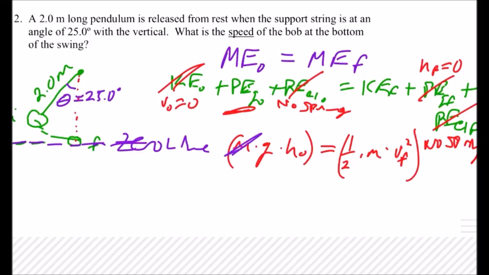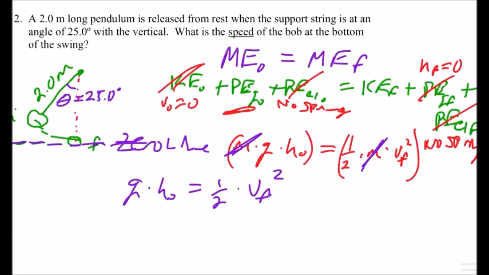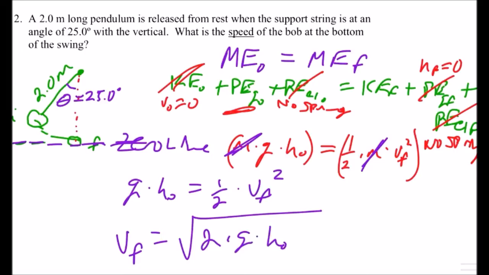Everybody brought mass to the party, so we can cross out the mass on both sides, and then we can rewrite what we have left. We have g times the initial height is equal to 1/2 times the final velocity squared. Now we're after that final velocity or the final speed, so let's multiply everything by 2 and take the square root of both sides. So we have the final velocity is equal to the square root of 2 times g times h naught.